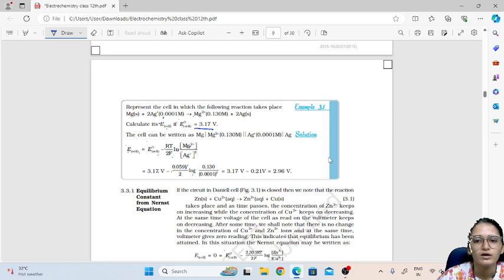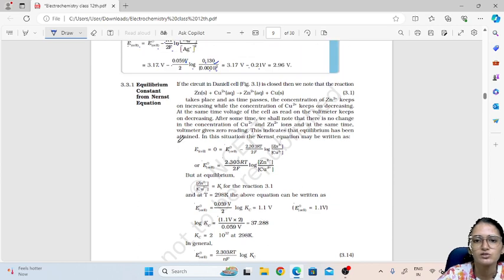Log of concentration of the product. Here you can see the product is Mg 2 plus. Mg 2 plus concentration is 0.130 and the concentration of silver, the one which is left, silver ion will be 0.001, raised to 2, which will give us 3.17 volt minus 0.21 volt, which will be 2.96 volt.